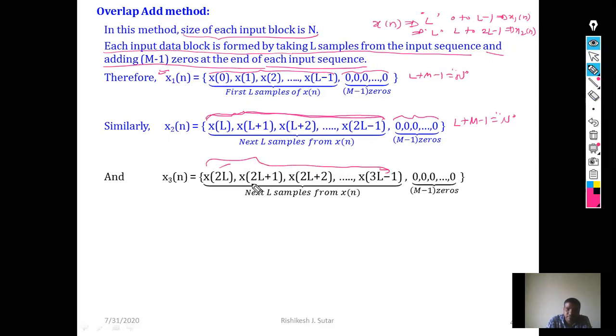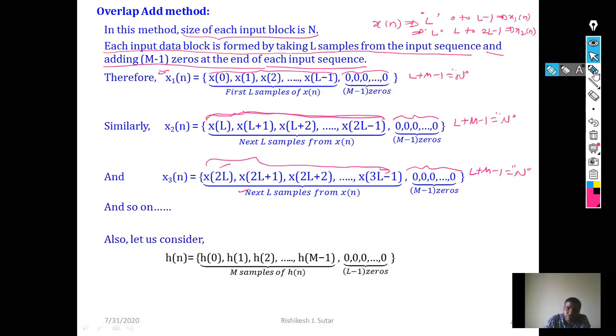So here I will get L number of next L samples. I will consider m minus 1 zeros, so ultimately it is n samples, and so on. Like this, I will go further. And once I go further, what I know again is h of n. So h of n has m samples, so I have to add L minus 1 zeros so that its length will become n.